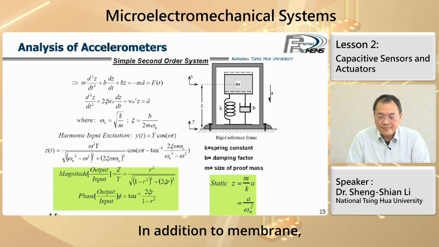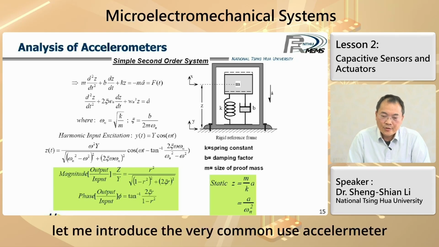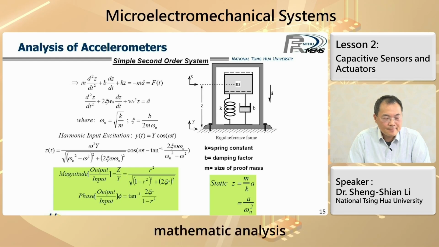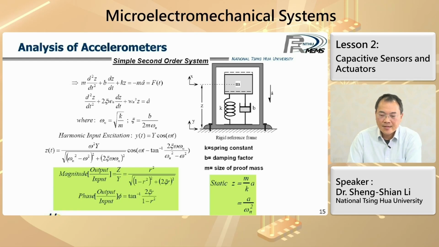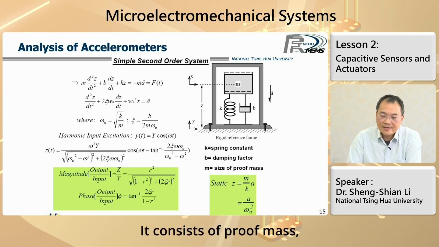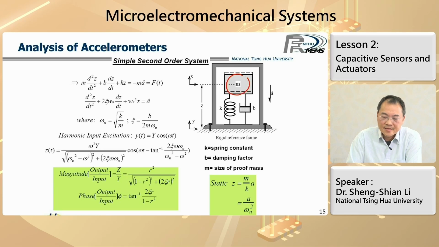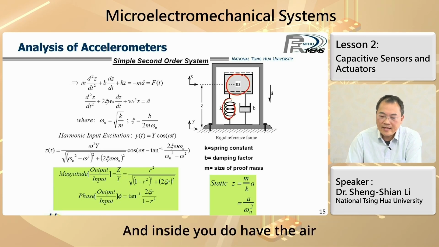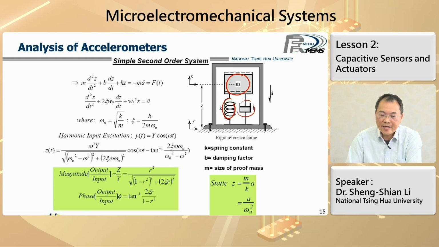In addition to the membrane, let me introduce the very commonly used accelerometers. The accelerometer might involve a little bit more mathematical analysis, so let me start with the system modeling of the accelerometer. It consists of a proof mass and a mechanical spring. The mechanical spring can be a cantilever beam. And inside you do have air, so there may be damping.